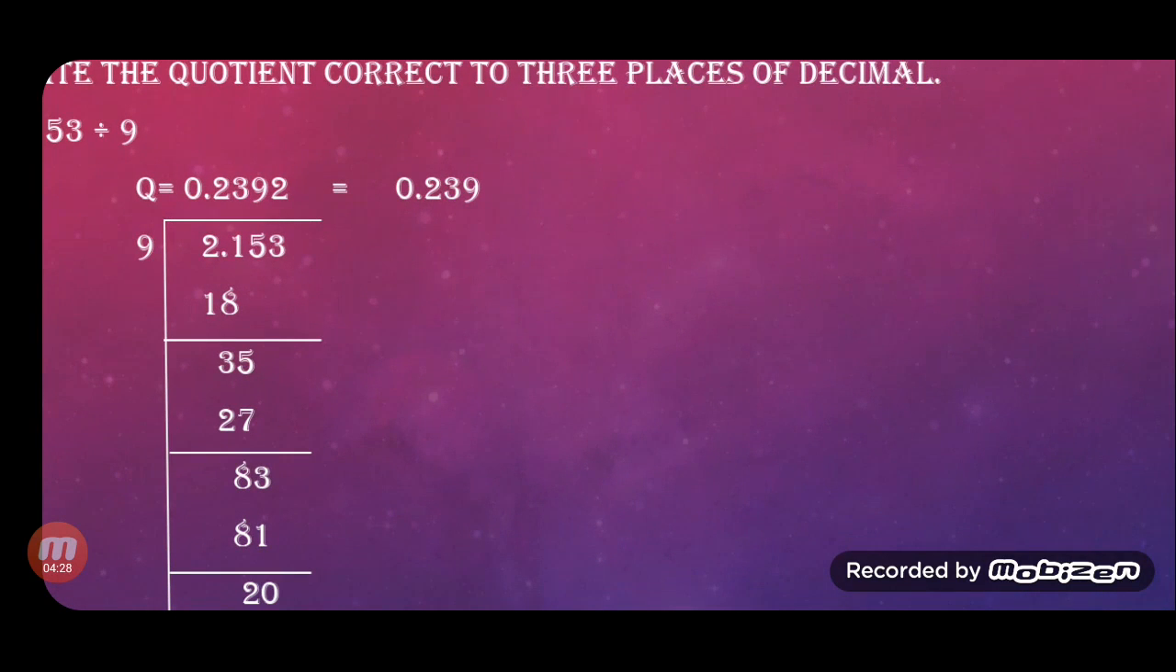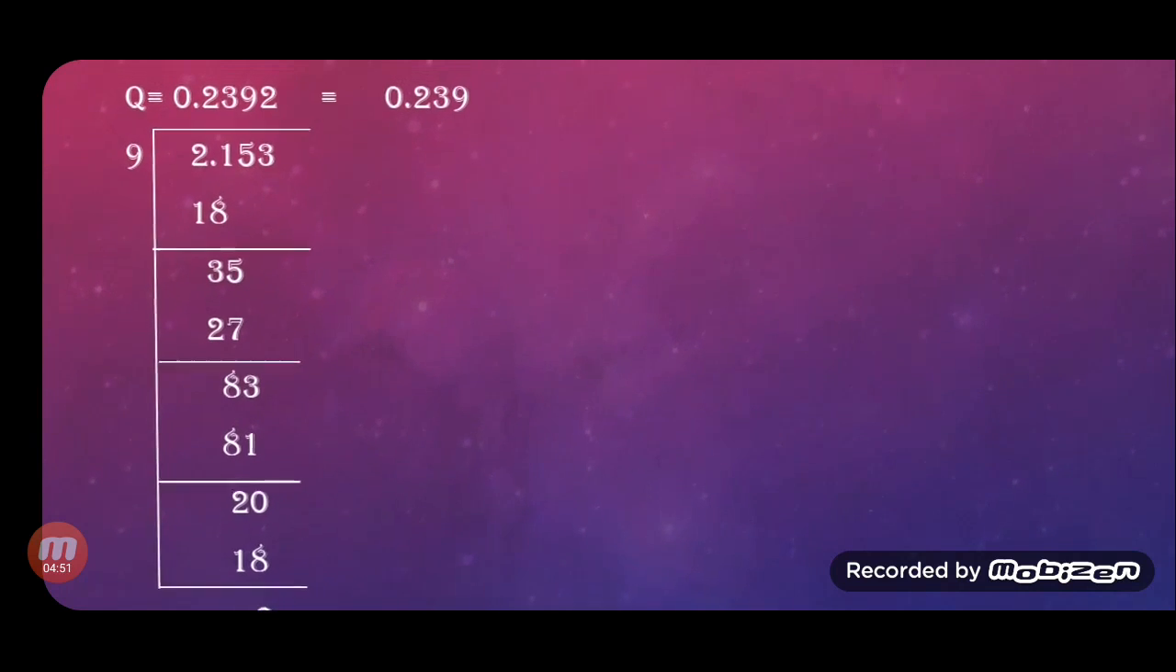2 is smaller than 9. So what will you do? You will put the 0 and point. 9 2s are 18. 11 minus 8 is 3. Take this 5. 9 3s are 27. 15 minus 7 is 8. Take this 3. 9 9s are 81. 3 minus 1 is 2.